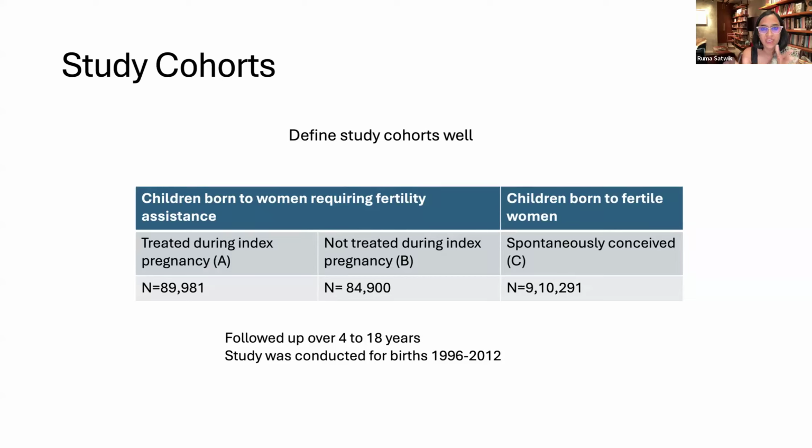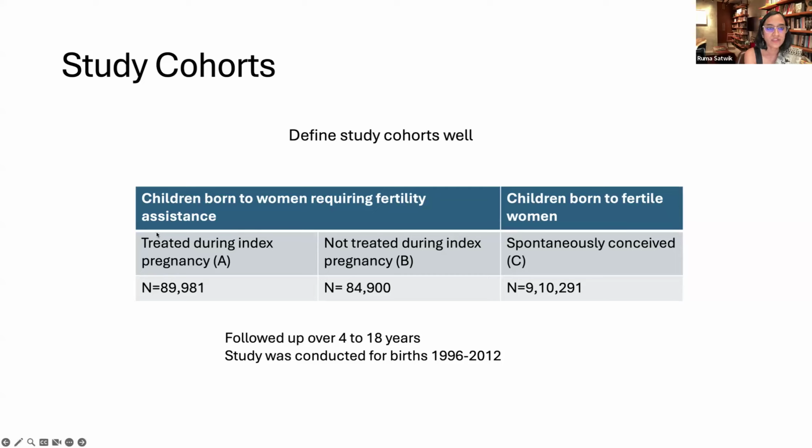So they have 3 cohorts because they are trying to see whether infertility per se has a separate influence, or whether ART has a separate influence. And the control group is children born to fertile women. This is the control group.